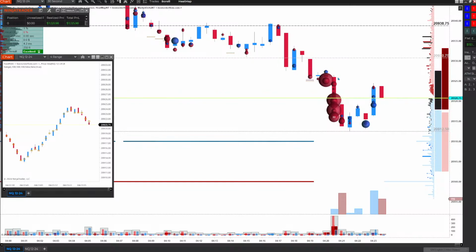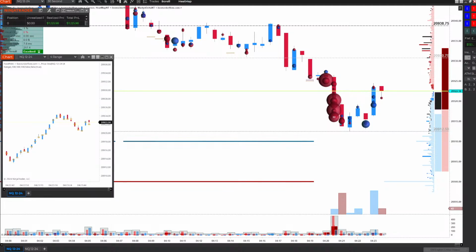Okay, so the sellers are trying to accelerate it down, down, down.